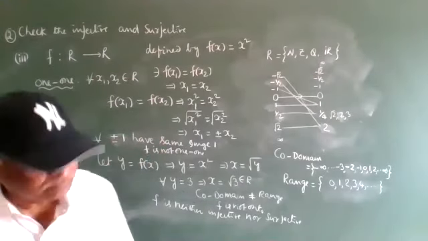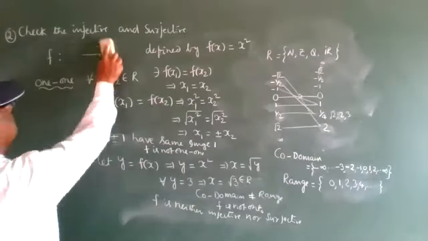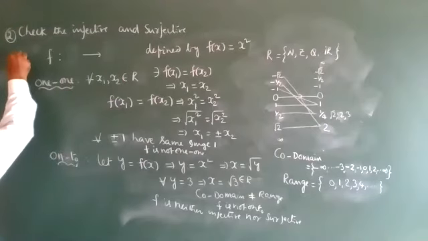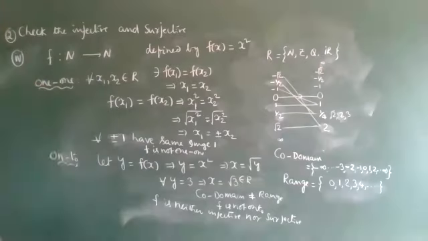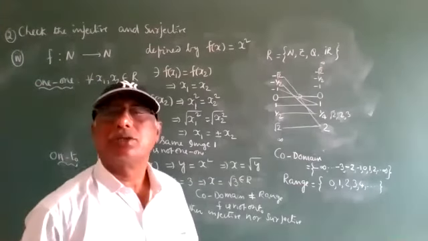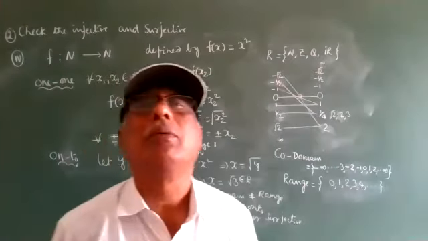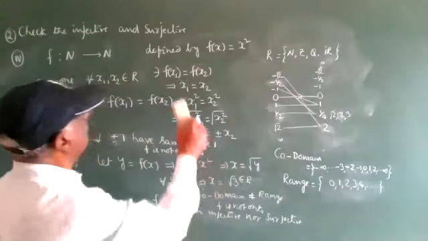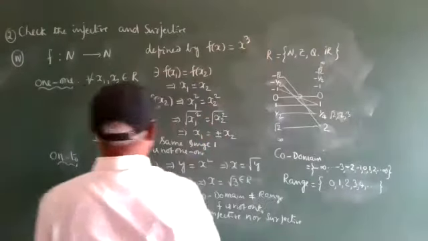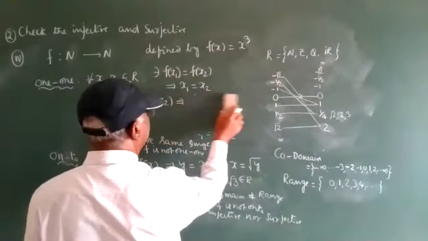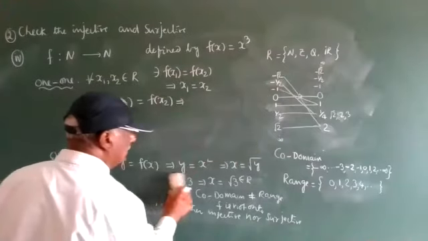Fourth part. Everyone see the fourth part. Natural number to natural number. F of x is defined by x cube. Everyone observe.